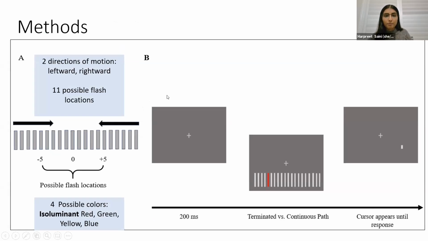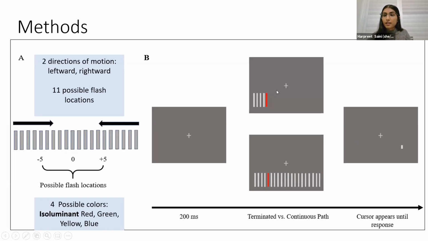And in our paradigm, participants fixated at a cross for 200 milliseconds, and then an apparent motion sequence of 20 gray bars was presented, which either moved leftwards or rightwards. And one of the central 11 bars flashed one of 4 colors: isoluminant red, green, yellow, or blue. After that color flash, the sequence returns to gray and continues. And after the sequence is presented, participants were asked to report the location of this color change by clicking with the cursor that appeared on the screen.